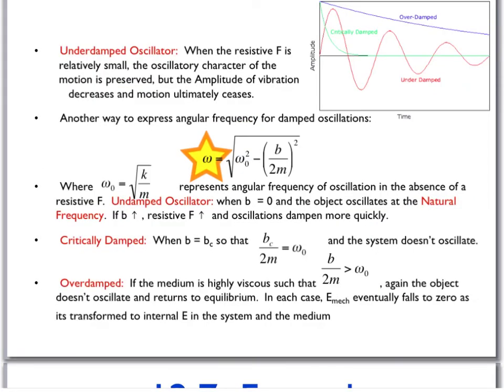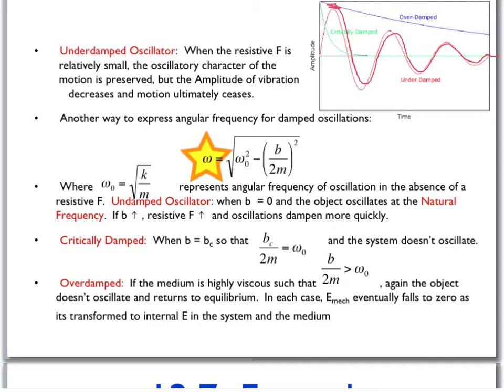Now let's talk about different types of damped oscillators. There is what we call the underdamped oscillator. That's when the resistive force is relatively small and the oscillatory character of the motion is still preserved, but the amplitude of the vibration decreases and the motion ultimately ceases. That's basically what I just showed you, where you start out with some maximum amplitude, but that amplitude decreases over time and eventually stops, like the block oscillating through the water.